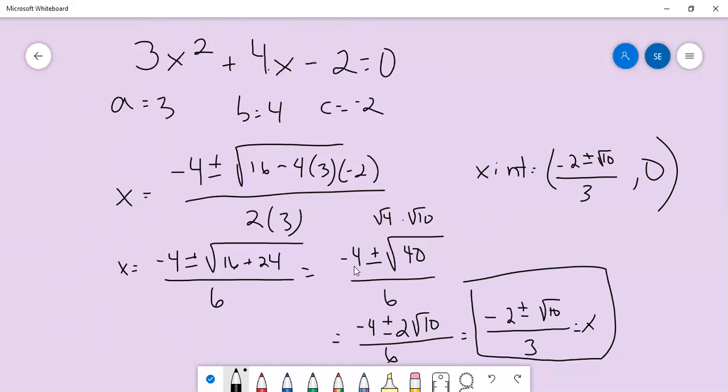So you can see here, you would never have found that solution with factoring, but you can get a solution and you can actually plug it into your calculator and get an approximate value for it.